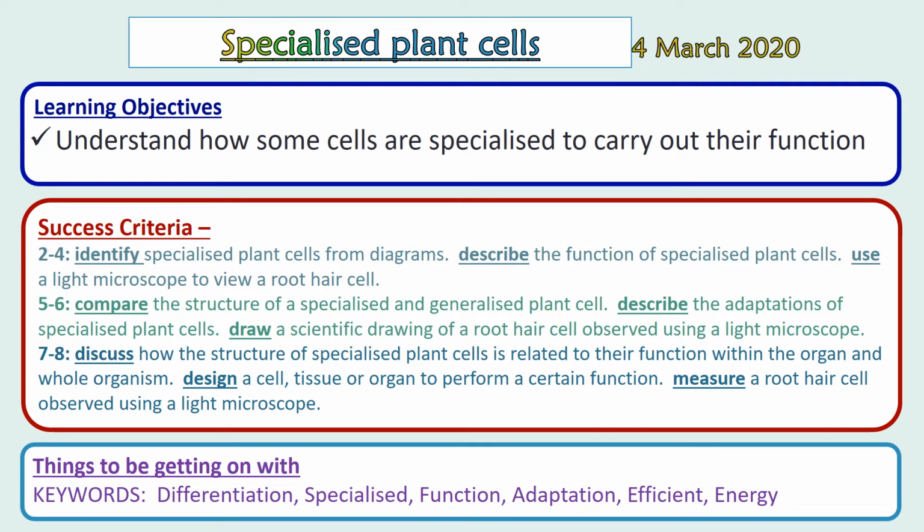Okay, what we're going to be looking at are plant cell diagrams, and so you need to be able to identify the different specialized cells for plants. You need to be able to describe their function. For level 5 and 6, we need to be able to compare. So looking at how the structures are different in these specialized cells compared to a generalized plant cell, which is what you're used to seeing. And 7, 8, we need to be able to discuss how the structure relates to the function. So you think of it as sort of the adaptations.